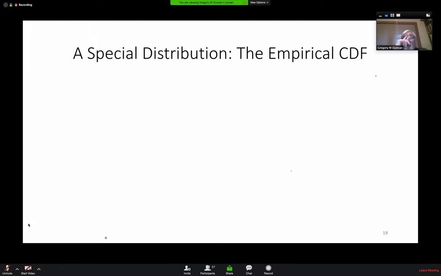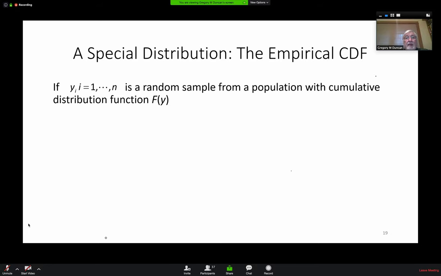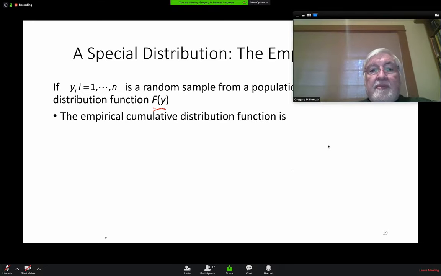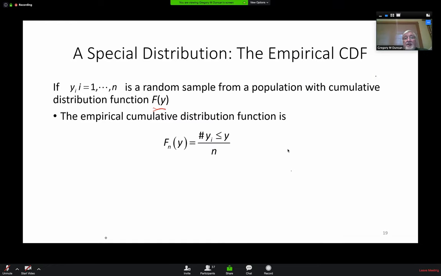Now, the special distribution. I'm assuming that you've seen the empirical distribution function, the empirical CDF. So let y_i, i equals 1 through n, be a random sample from a population with a cumulative distribution function F(y). It doesn't have to be continuous, doesn't have to be discrete. The empirical cumulative distribution function is simply the number of y's that are less than or equal to y divided by how many observations there are. It's the fraction of the sample that has a value less than or equal to y. And interestingly, it turns out to be a pretty good estimate of the population cumulative distribution function, that is, a good estimate of F(y).